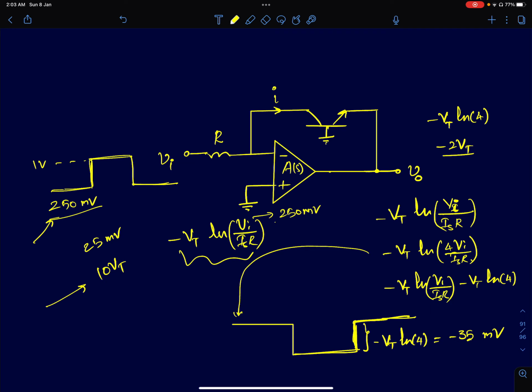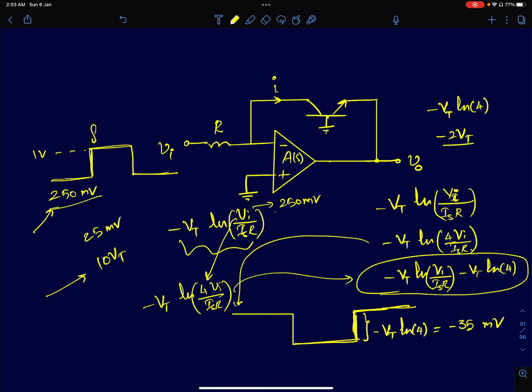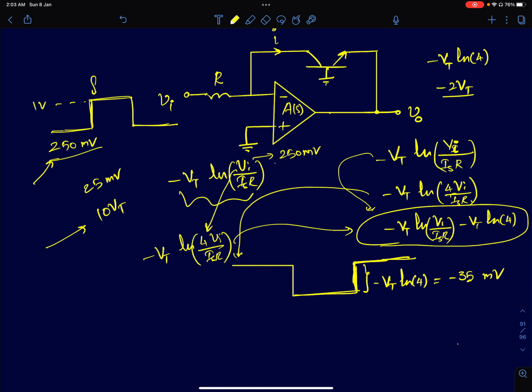So you will get some negative voltage whose value is given by this. Okay. Now, when you apply 1 volt, the input becomes 4x. Now, instead of Vi, it's going to be 4 times Vi because 250 times 4 is 1 volt. So the output that you're getting right now, I can simply write as minus Vt ln of 4 times Vi by ISR. If I take the 4 separately outside, you'd get an expression which is minus Vt ln Vi by ISR, which is the output corresponding to 250 millivolts, minus Vt ln 4. Okay, so this term, Vt ln 4, comes to around minus 35 millivolts. So even though the input is changing by a factor of 4, from 250 millivolts to 1 volt, the change in the output is going to be much smaller. So that's the logarithmic compressive nature of a logarithmic function. The change is only minus 35 millivolts.